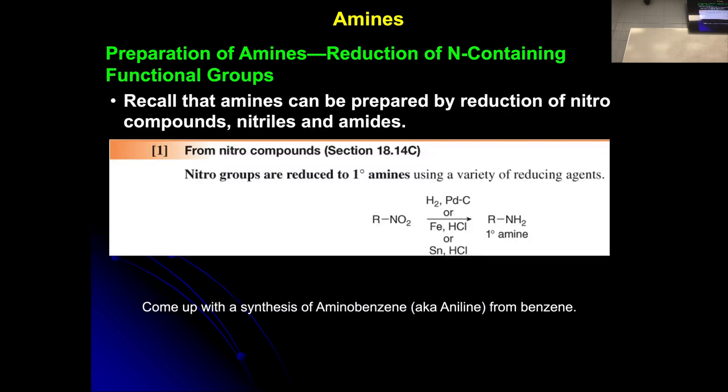There is another way to make amines, and that is to reduce nitro compounds. Okay? So we can take a nitro compound. So let's take nitromethane.